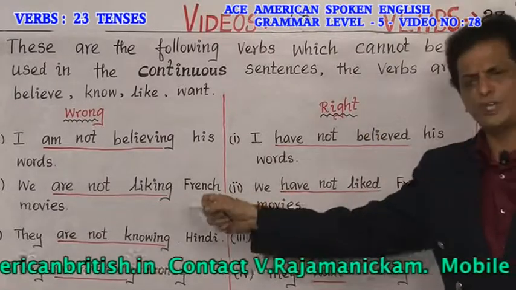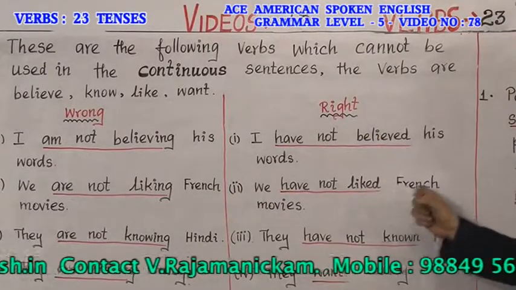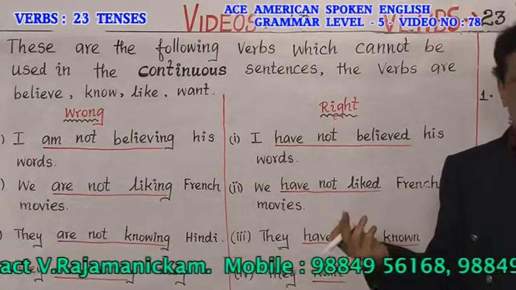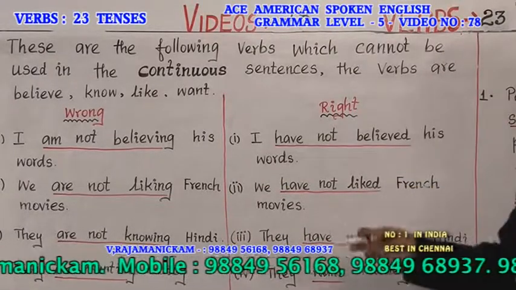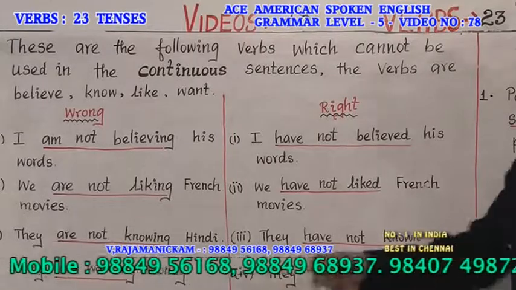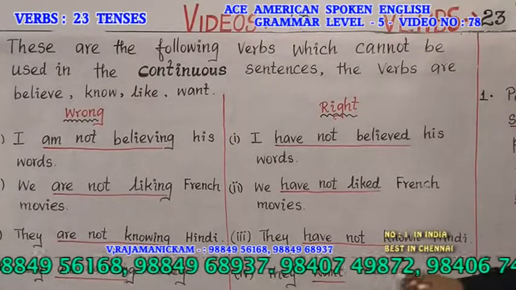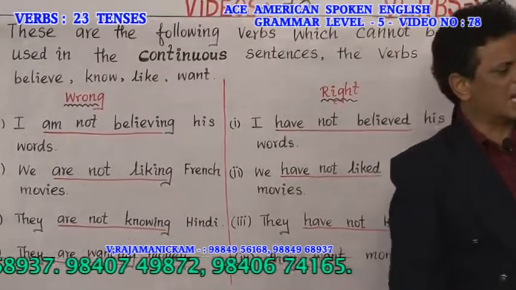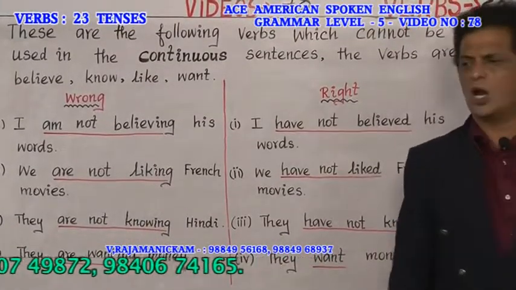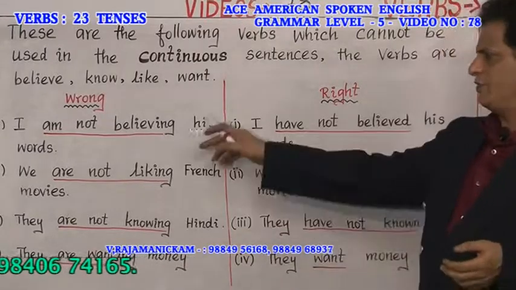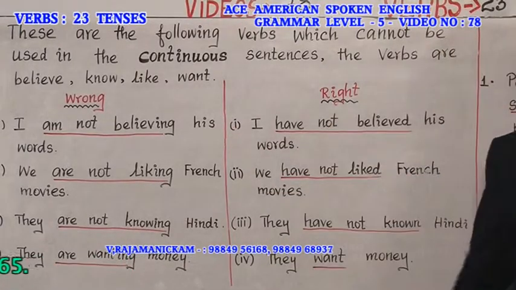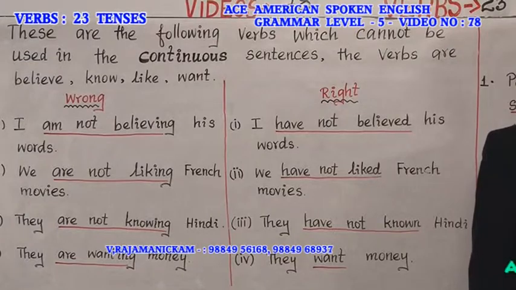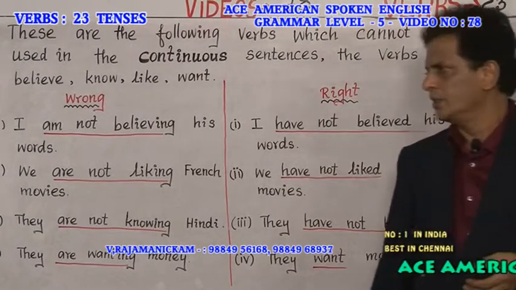We are not liking French movies. Wrong. We have not liked French movies. So continuous you cannot go. They are not knowing Hindi. No, they have not known Hindi. They are wanting money. They want money. They are wanting money. It is wrong. So all these words cannot come in present continuous or past continuous. In the ing format it cannot come, but it can come only in perfect sentences. Right, sir? Hope you are able to understand.